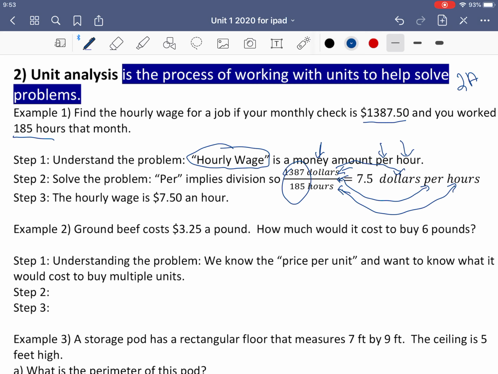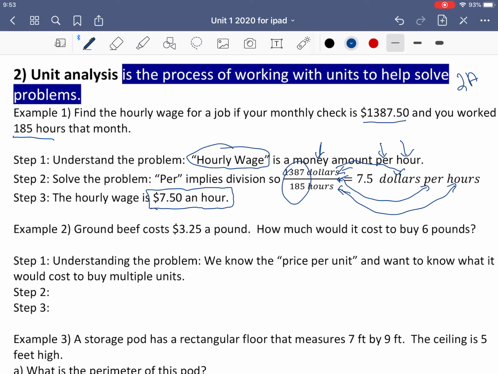Then step 3 says I need to explain my result. So 7.5 isn't really what we want to see. We like this better, right? $7.50 per hour. All right, so that helped me understand the problem and use units to solve the problem.